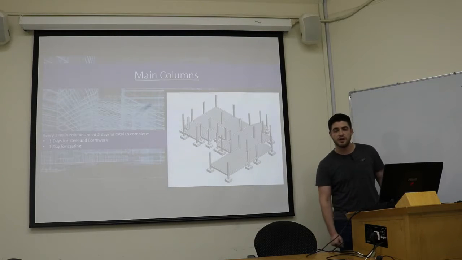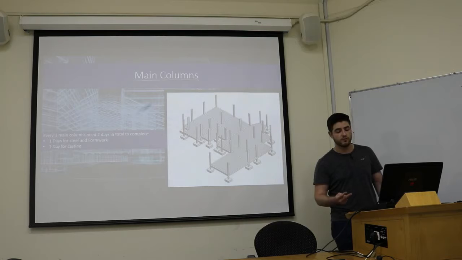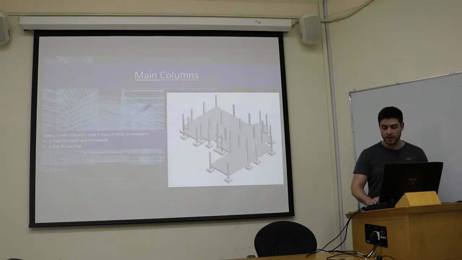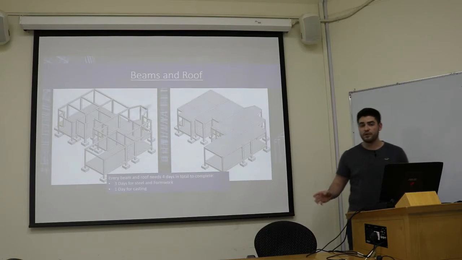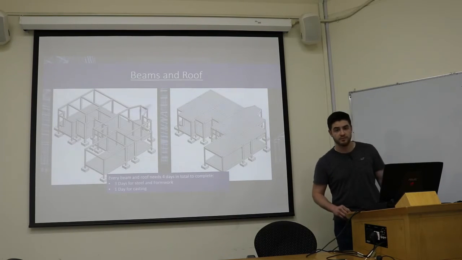Next, the main columns, it's just every 3 main columns you have 2 days for total construction time, so 1 day for steel and formwork and then 1 day for casting. And finally, the beams and the roof, they follow the exact same logic as the floor beams and the roof.